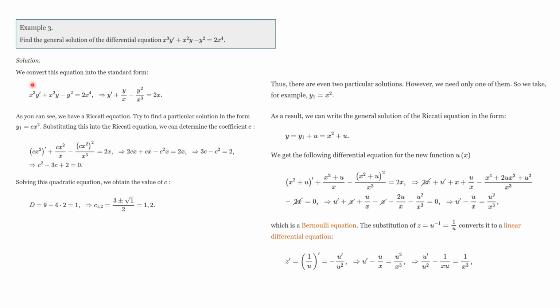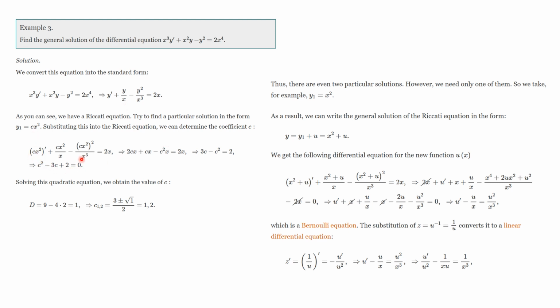Well, we can convert this equation this way, and you can see, oh, it is a Riccati equation. But you see, we get a different thing, and so the offending function is this one. And as we think about that, we're motivated by the structure of this differential equation to try something of the form y1 is equal to c x squared. We substitute this into the Riccati equation, this one, and we determine the coefficients of c.